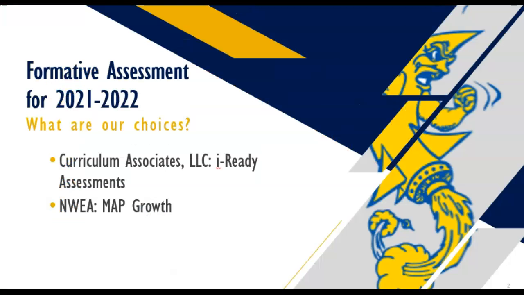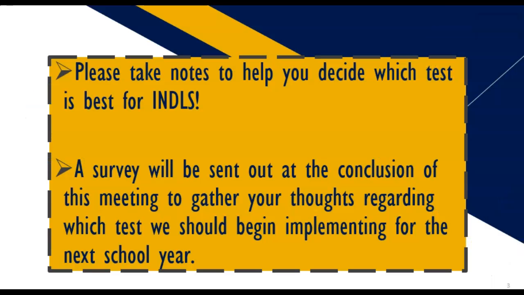And like I said, I have narrowed it down to just two choices for us. So we need to be thinking about the iReady test, which was created by Curriculum Associates, and the NWEA MAP Growth Assessment. Both of these are great choices for our school. And as we are going through this today, I really want you to be taking some notes to help decide which test you think is best for our students, okay?